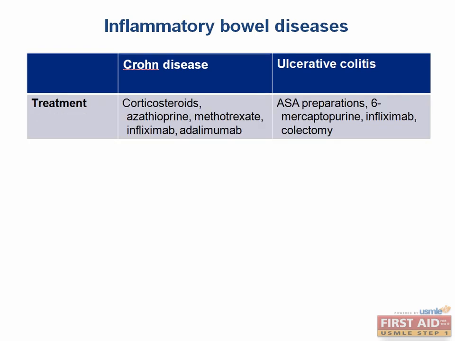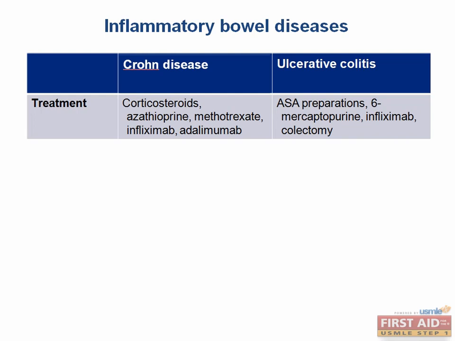Treatment for Crohn's consists of corticosteroids and infliximab. UC treatment options include sulfasalazine, 6-MP, and infliximab. Prophylactic colectomy is usually performed due to the extremely high risk of cancer.